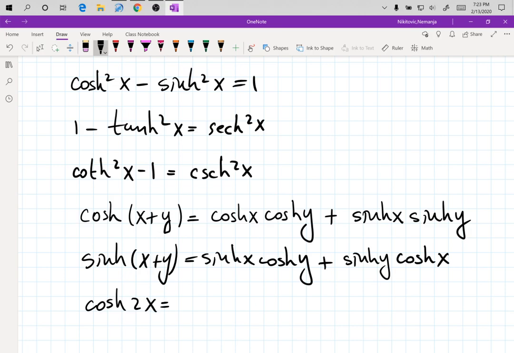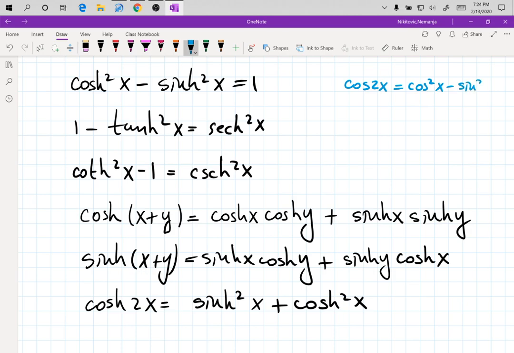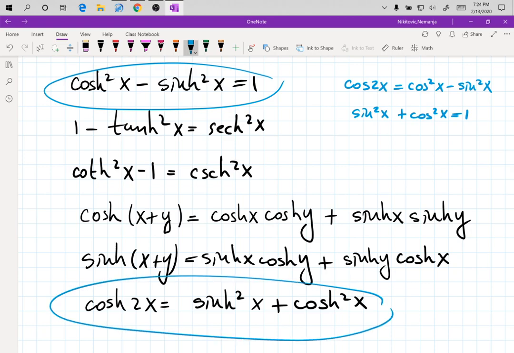Cosine hyperbolic 2x is equal to sine hyperbolic squared x plus cosine hyperbolic squared x. I'm just going to write something in blue. Look at this. Cosine 2x is equal to cosine squared x minus sine squared x, and sine squared x plus cosine squared x equals 1. Now look at this one and that one and the blue.